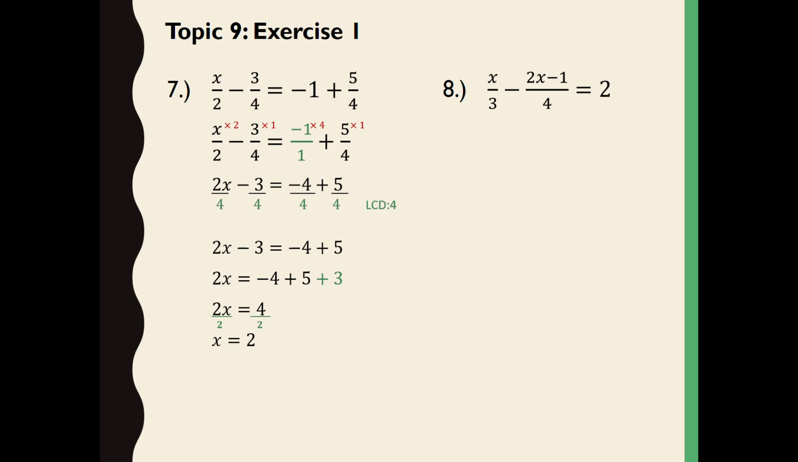Number 8. Okay, number 8, again, not everything is a fraction, so I'm going to make everything a fraction by putting the 2 over 1. Then I need to find my LCD, so my LCD is going to be 12. Okay, so this fraction here I need to multiply by 4, this fraction here I need to multiply by 3, and this one here I need to multiply by 12.